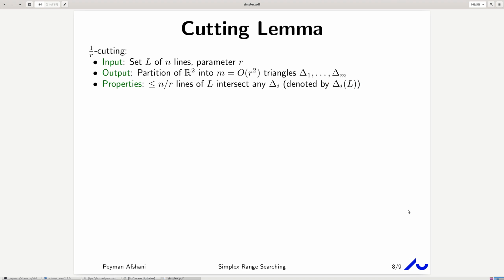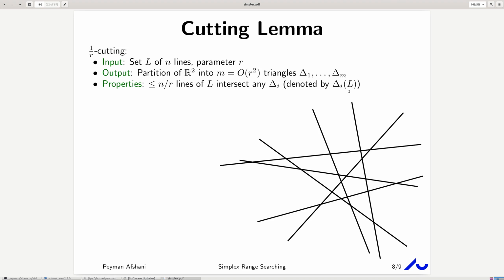To answer those questions, we need to use the cutting lemma. The cutting lemma tells you the following. You imagine that you have a set of lines in the plane, and we're given a parameter r. We can partition the entire plane into roughly r squared triangles with the following properties. The number of lines that intersect every triangle is at most n over r. And this is known as the conflict list of every triangle, and it's denoted by this.